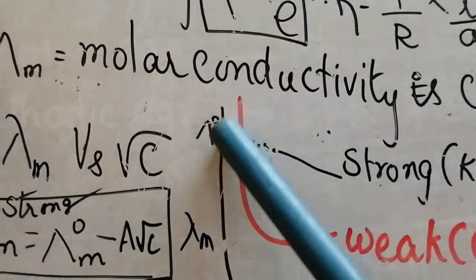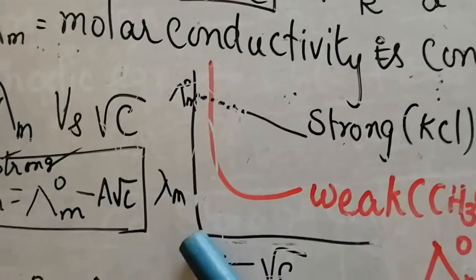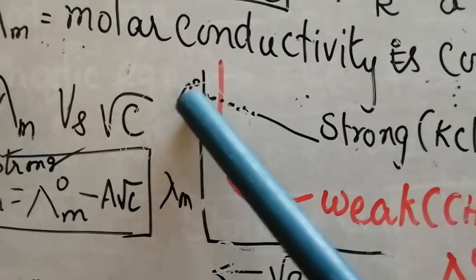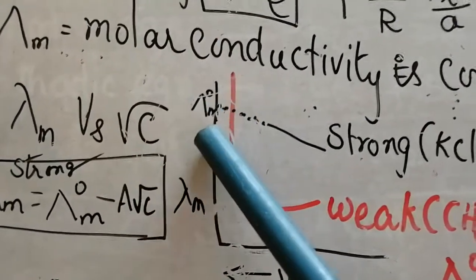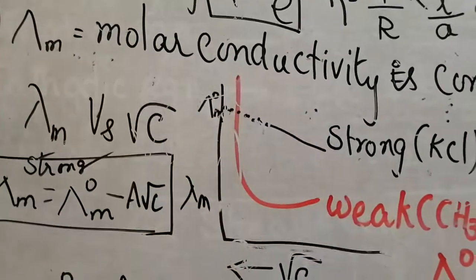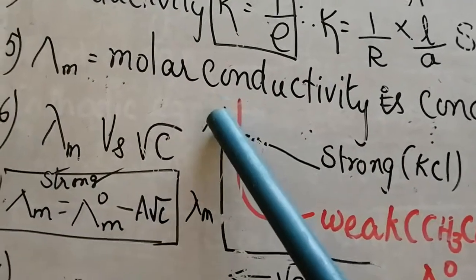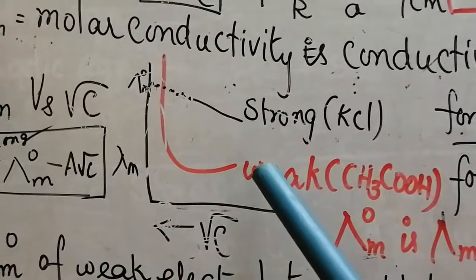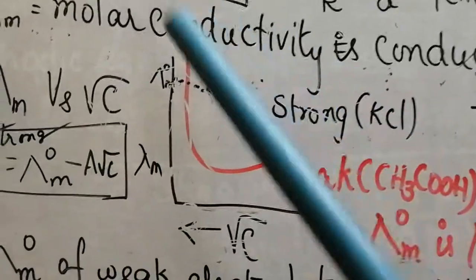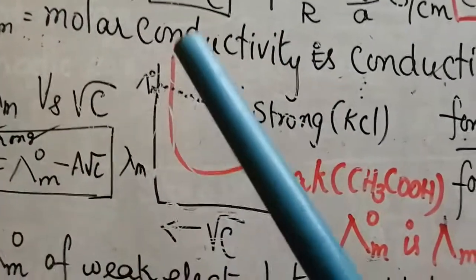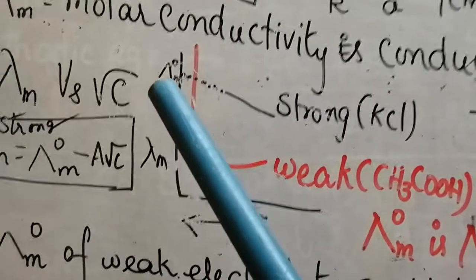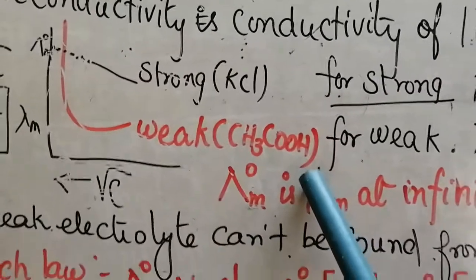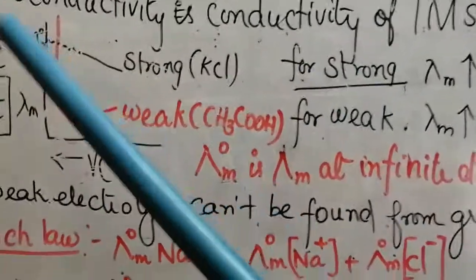When I am extra plotting, it will touch the y-axis, where the concentration will be 0, at infinite dilution. So this point of the strong electrolyte is called molar conductivity at infinite dilution. This molar conductivity at infinite dilution is called lambda m naught. This is for the strong electrolyte. For the weak electrolyte, it is steeply increasing, but it never touches the y-axis. So I am not able to calculate the molar conductivity at infinite dilution for weak electrolyte.